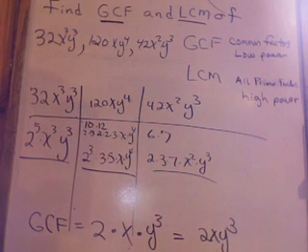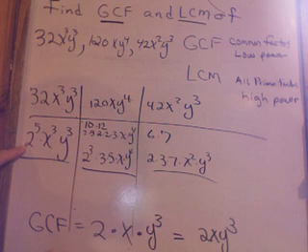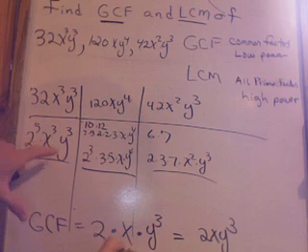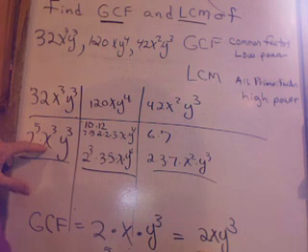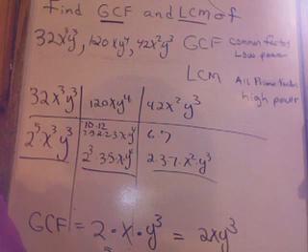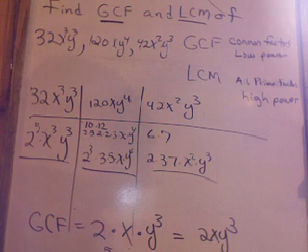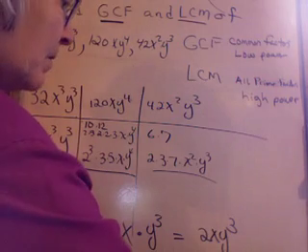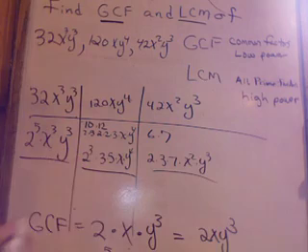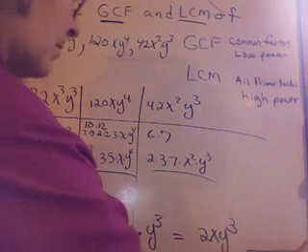Okay, LCM. All factors. So I need a 2, a 3, a 5, and a 7. I need the highest power on each. So I see the high power for 2 is to the 5th. For 3 is just a 1. For 5 is just a 1. For 7 is a 1. And then I have x to the 3rd, it's a high power. And y to the 4th. And again, just multiply that out. That's 32 times 15 times 7. And when you multiply all of that out, you get 3360 x to the 3rd y to the 4th. I got all the variables and all the numbers, right? There we go.